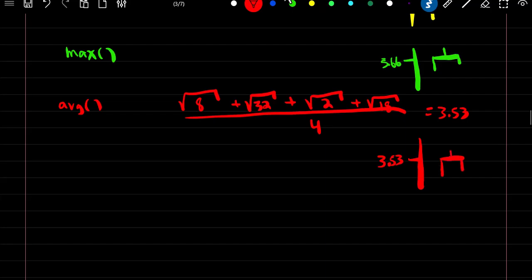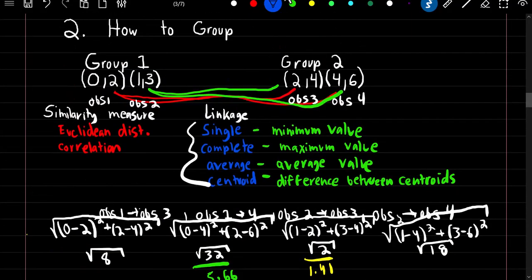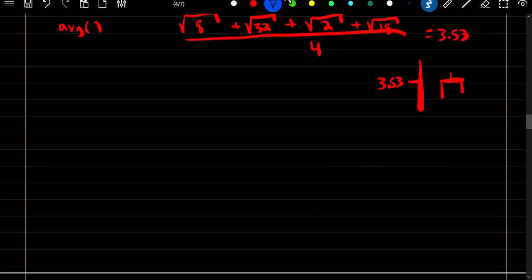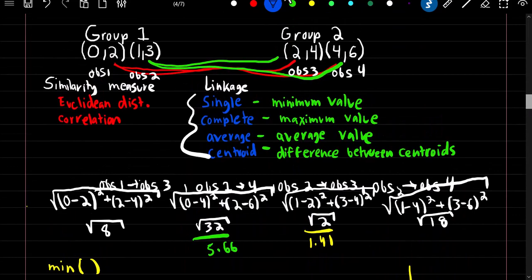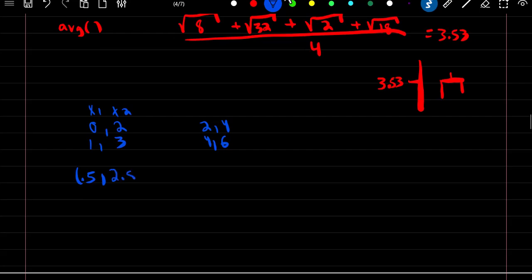And then finally, centroids, which is a little bit different than the other ones. In order to find centroid differences, first we have to calculate the centroids of each of the groups. So we're going to have observations 0, 2, and 1, 3 in our first group. And in our second group, we have observations 2, 4, and 4, 6. So to find the centroids, it's just going to be our middle values. For 0 and 1, the average is going to be 0.5 for x1. For x2, the average value is just 2.5. And then for our second centroid, it would just be 3, 5.